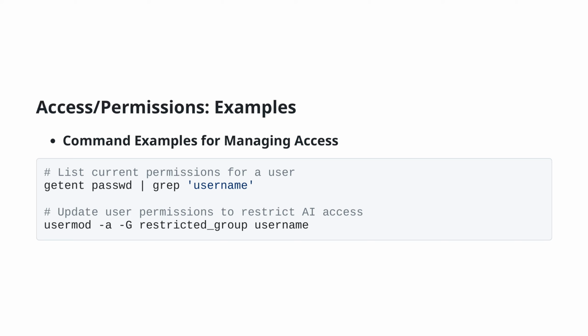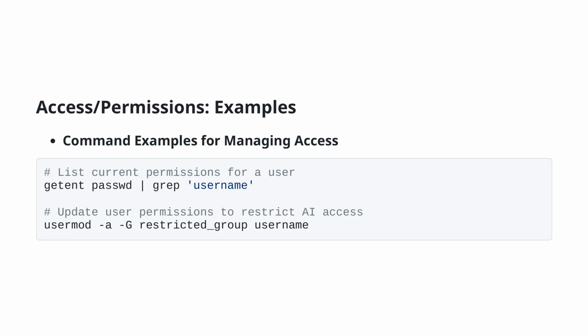On this slide, we'll dive into practical command examples for managing access and permissions, especially in the context of AI-enabled assistants and digital workers. First, we have a command to list the current permissions for a user: getent passwd | grep username. This command fetches the user entry for the specified username from the system's user database, which helps you understand the current permissions assigned to the user.